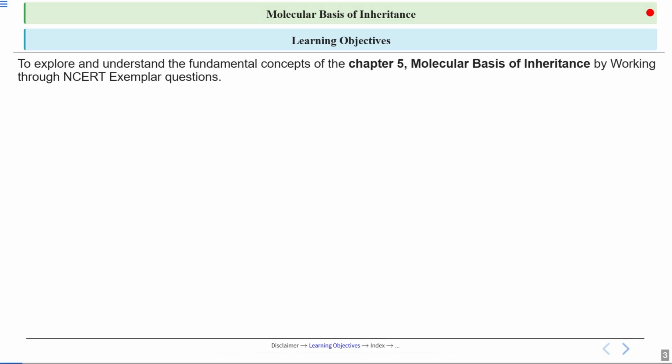Okay, so what are the objectives of today's session? So today we will discuss the NCERT exemplar questions and we will understand the fundamental concepts which are related to this chapter.